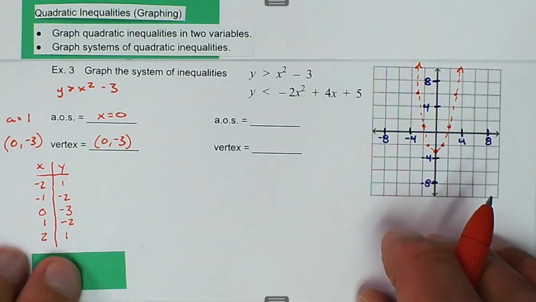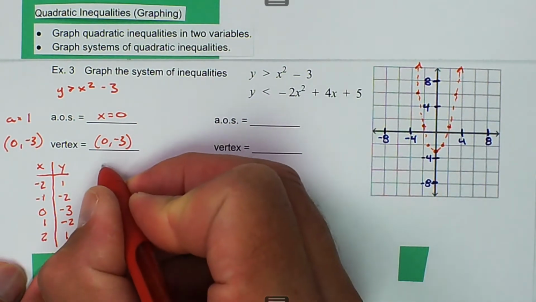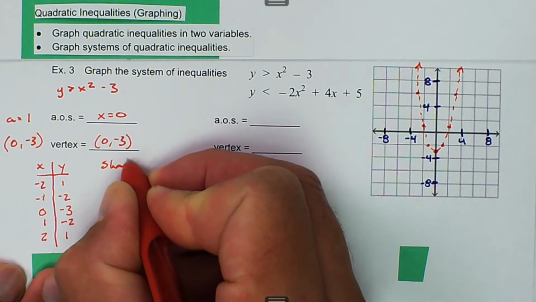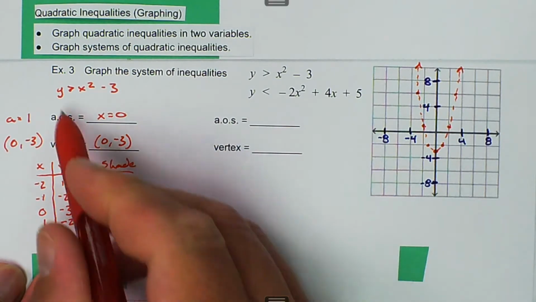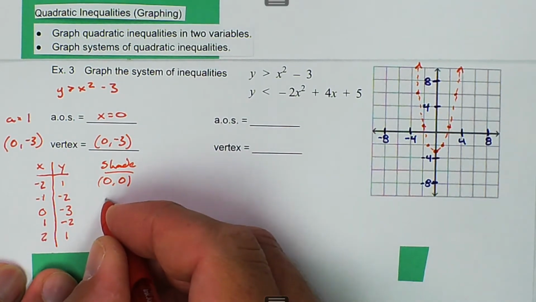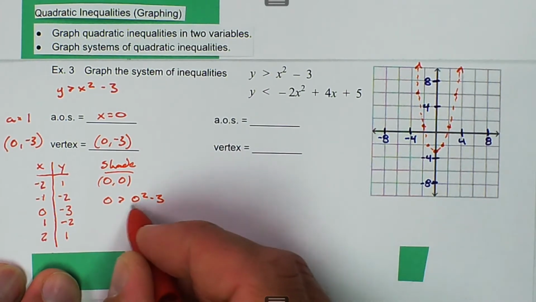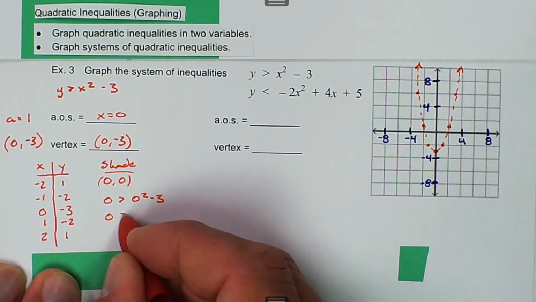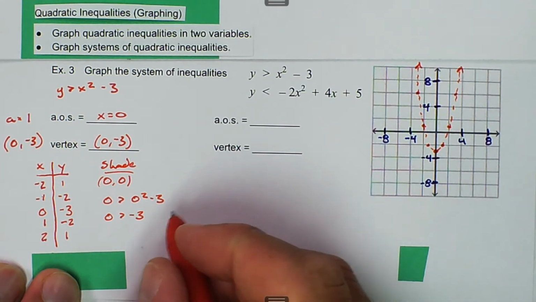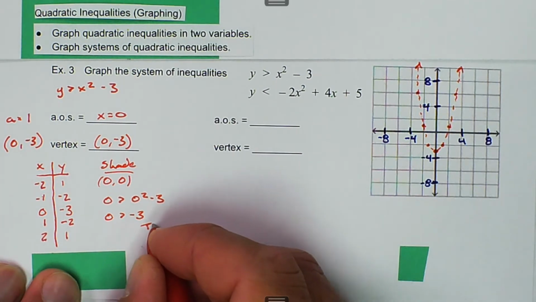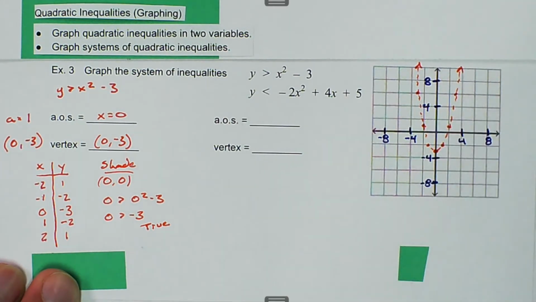And then we have to check where to shade, and I'm going to check 0, 0. And we can substitute that in. So 0 is greater than 0 squared minus 3. 0 squared is 0, so 0 is greater than negative 3, and that is true. So for this graph, we're going to shade above.